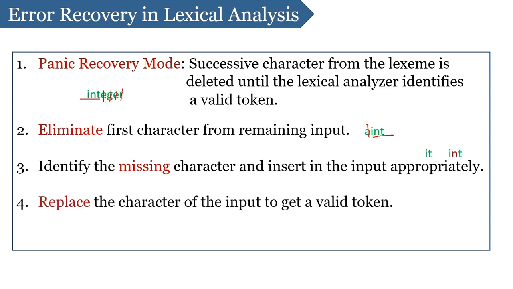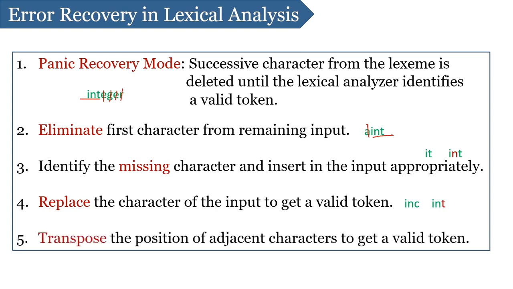Fourth, a lexer can replace a character to get a valid token. So for the lexeme inc, if the lexer replaces c with t, it forms a valid pattern int. Fifth, transpose the position of adjacent characters to get a valid token. So for the lexeme nit, if the lexer transposes i with n, it will get a valid pattern int. So this is all about lexical analysis.